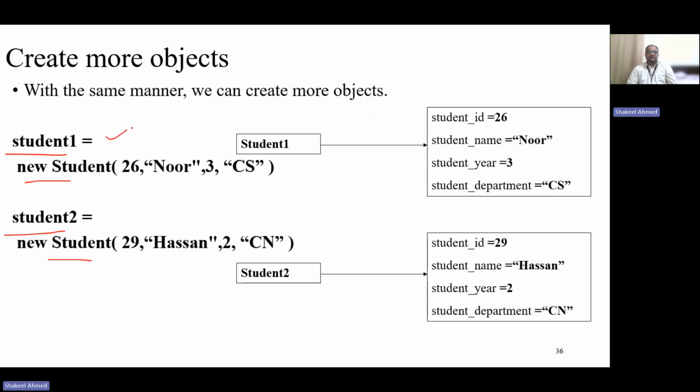Whenever you call the constructor with the values, the program will automatically get the values that you have passed when creating the constructor and calling it. So in the first case, student 1 will have all these values, and student 2 will have all these values.